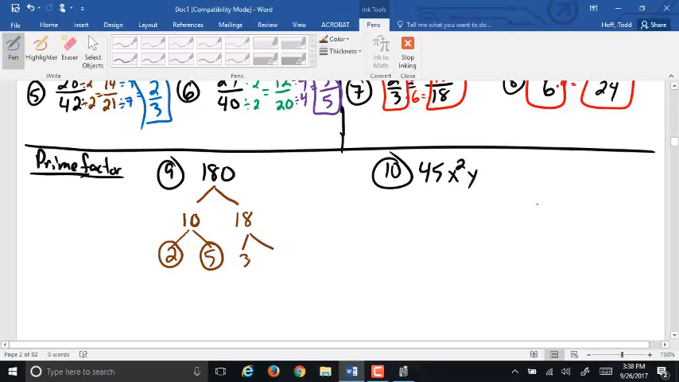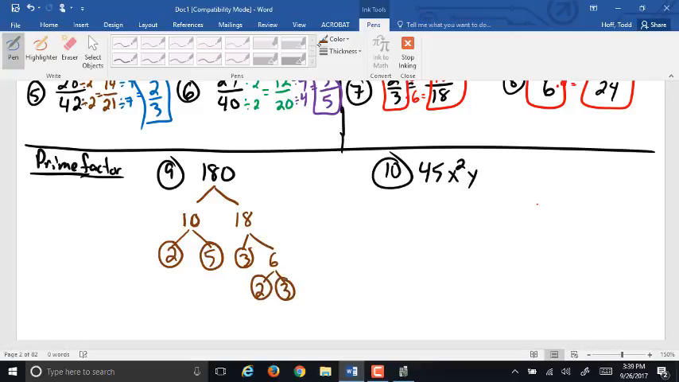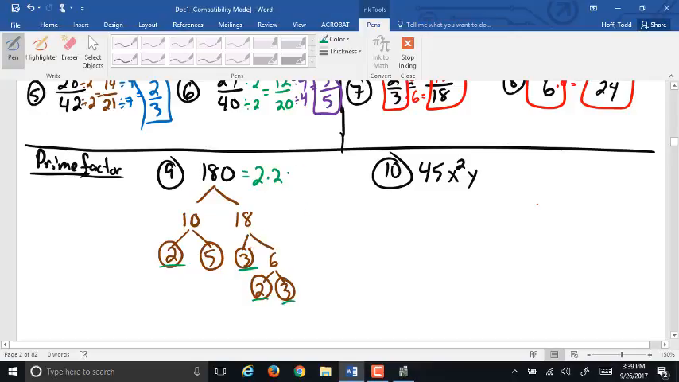Yes, 3 times 6. 3 is prime. I'm going to circle it. That is done. 6 can be broken into 2 and 3. So that means my prime factoring of 180, I have 2 2s, so 2 times 2, 2 3s, so 3 times 3, and then the 5. So 180 is equal to 2 times 2 times 3 times 3 times 5.